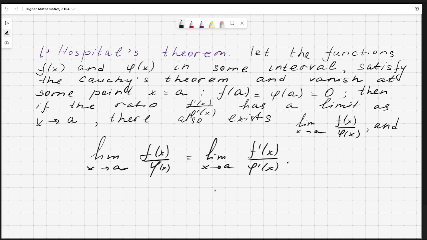Next example. Example 18. Using this theorem, we must find limit as x approaches 1, x minus 1 over x to the power of n minus 1.